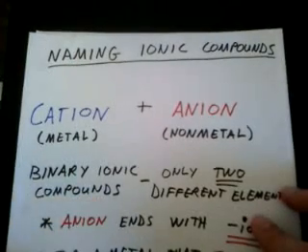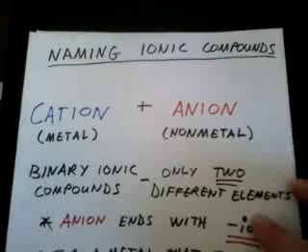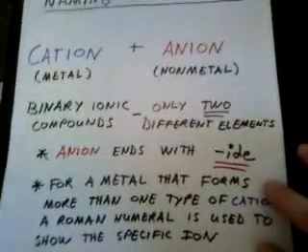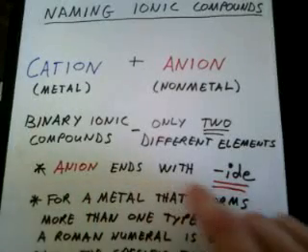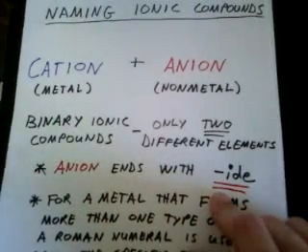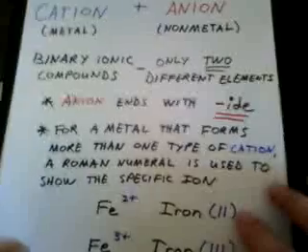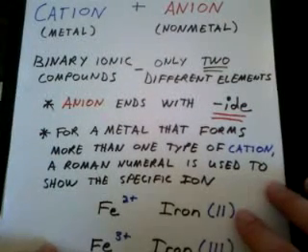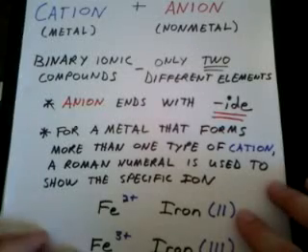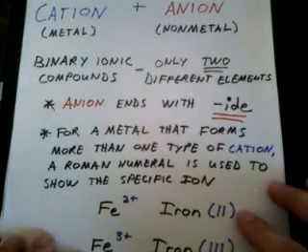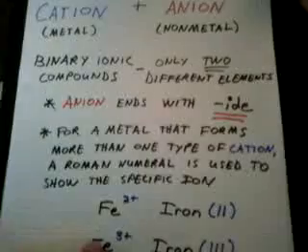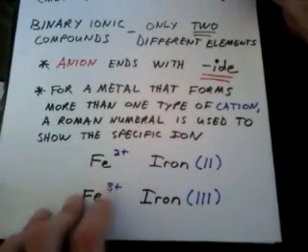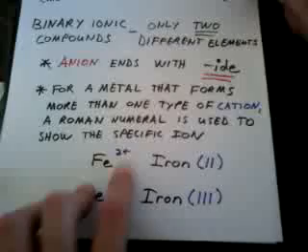Binary ionic compounds are the ones that have only two different elements in them. So for binary ionic compounds, the anion is going to end with the suffix -ide. And also, for a metal that forms more than one type of cation, a Roman numeral is used to indicate which cation that metal forms. So an example would be Fe2+ versus Fe3+.